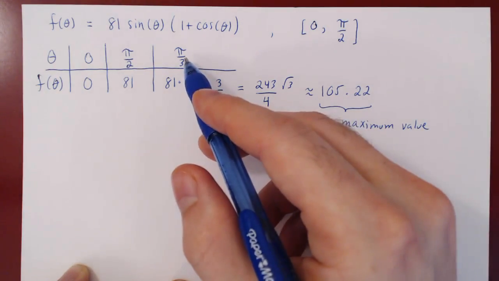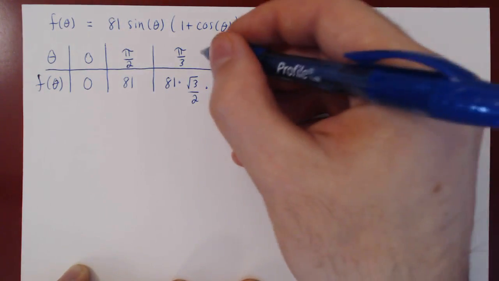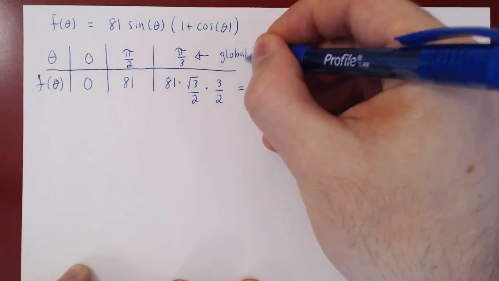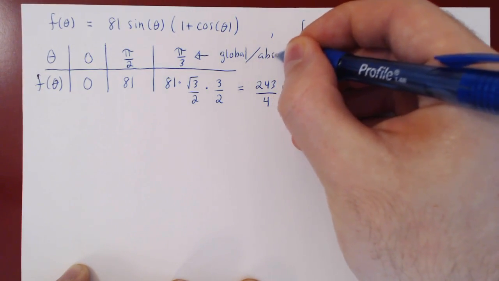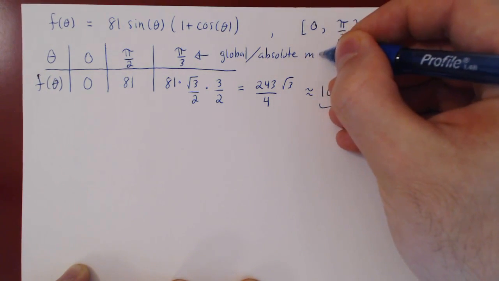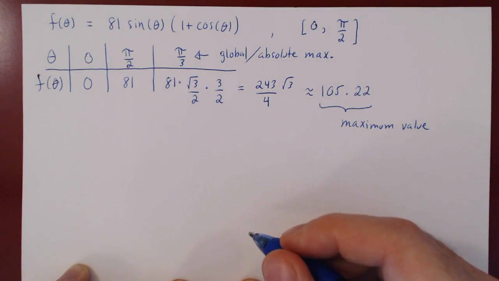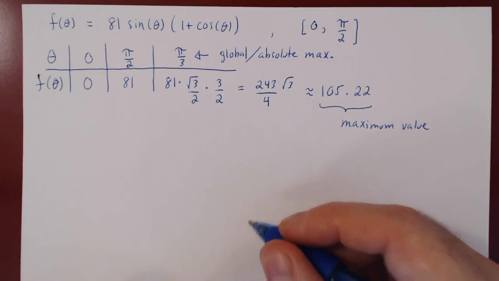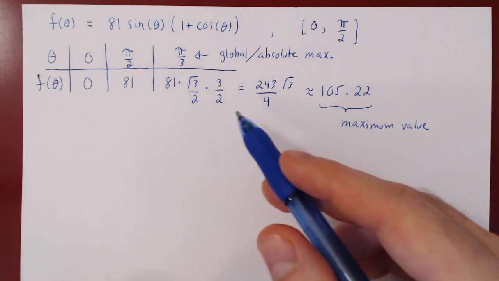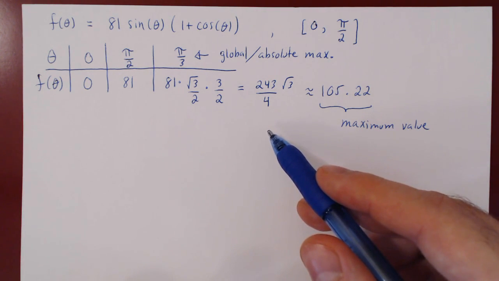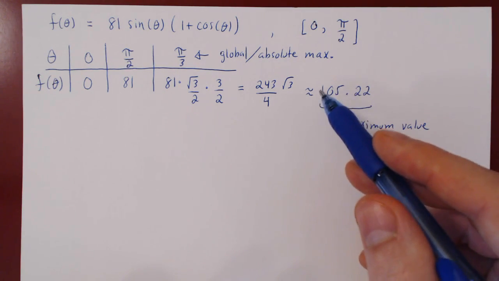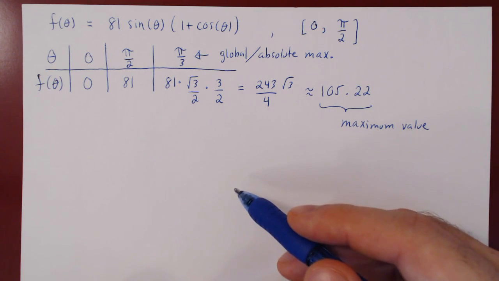And so the angle theta equals pi over 3 is the global absolute maximum. And so now we have found that if we pick an angle at the base of pi over 3 or 60 degrees, we will have maximized the area of our trapezoid, the cross-sectional area of the gutter, therefore the carrying capacity, and the area is roughly 105.22 centimeters squared.